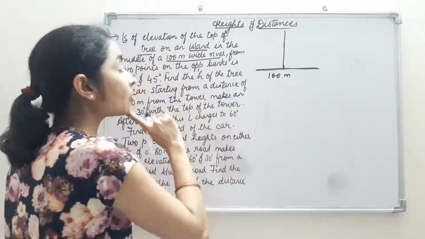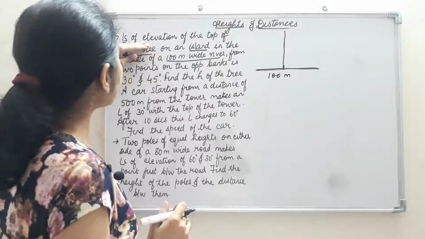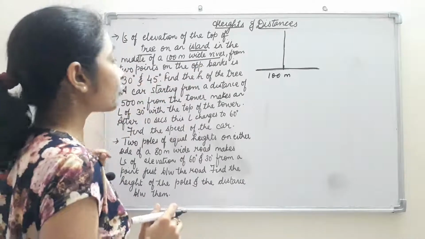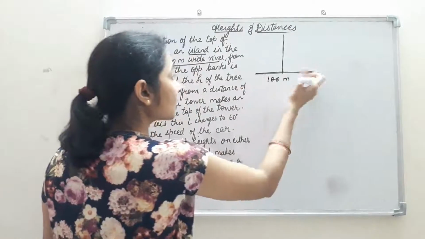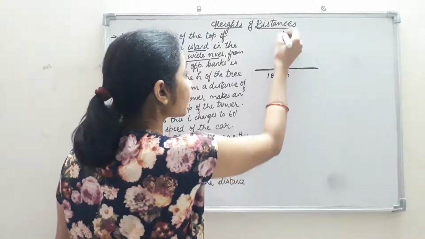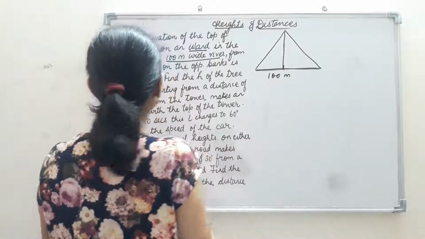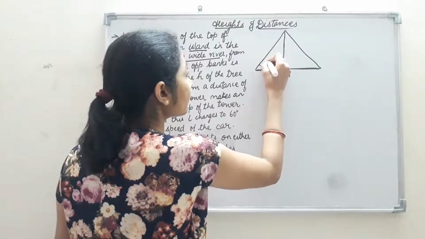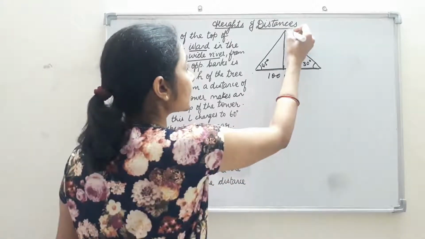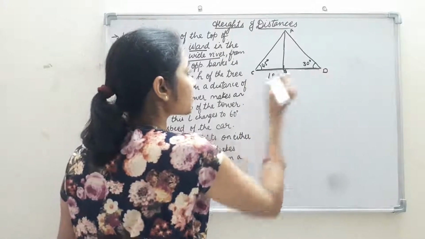Now we'll name it further. The angles of elevation from the 2 points on the opposite banks are 30 degree and 45 degree. Opposite banks means one on the right side and one on the left side. So from here the angles of elevation of the top of the tree are 30 degree and 45 degree. Here let us take this as 45 degree and this one as 30 degree. Let us name this tree as AB. Let AB be the tree and C and D be two observation points.